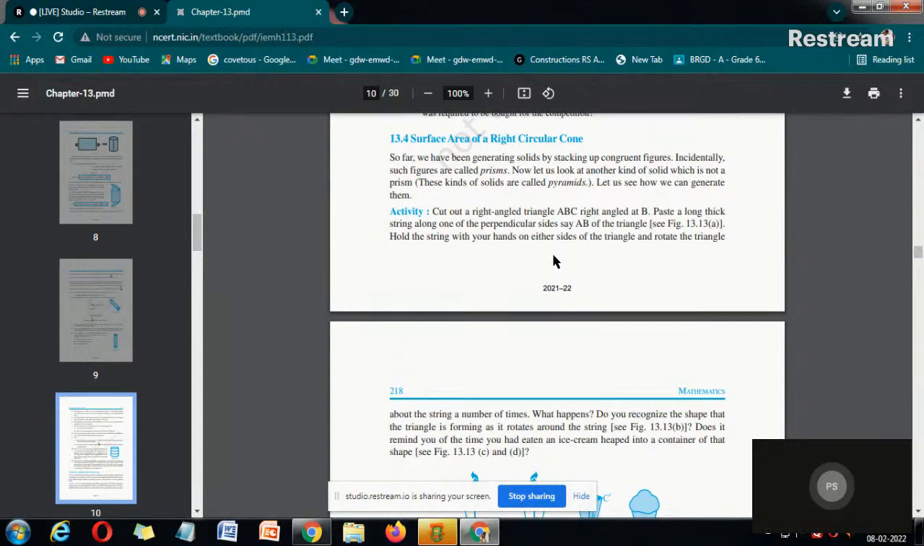Cut out a right angled triangle ABC, right angled at B. Place a long thick string along one of its perpendicular sides, say AB of the triangle. Hold the string with your hands on either side of the triangle and rotate the triangle about the string a number of times. What happens? Do you recognize the shape that the triangle is forming as it rotates around the string? Does it remind you of the time you had eaten ice cream heaped into a container of that shape? This is called a right circular cone.